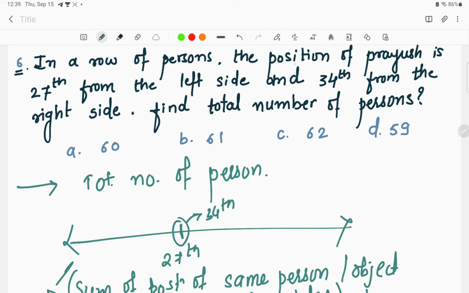Now in this question, the position of Prayush has been given. The position of the same person has been given from both sides: from the left side they have given 27th, and from the right side they have given the 34th position of the same person, that is Prayush, right?